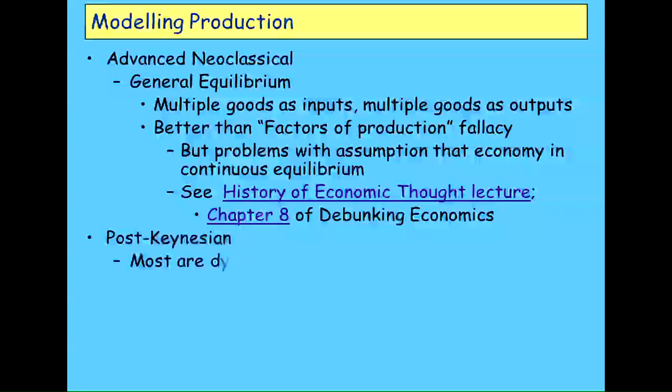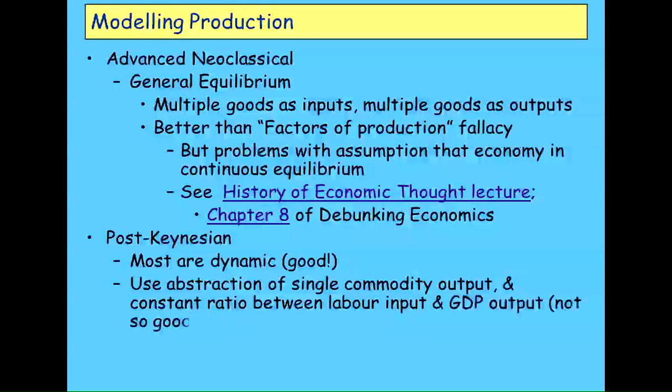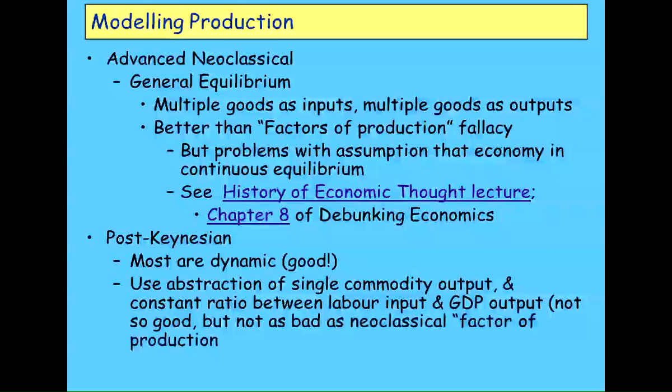Now, post-Keynesian theories, most are dynamic, which is a good thing, so they actually look at production changing through time, but they use the abstraction of a single commodity and a constant ratio between labour input and GDP output, which isn't so good. Certainly I think including time is by far the most important thing. So I'd come down and say better than the neoclassical approach on that front, but still with the weakness of not looking at the input-output nature of production.